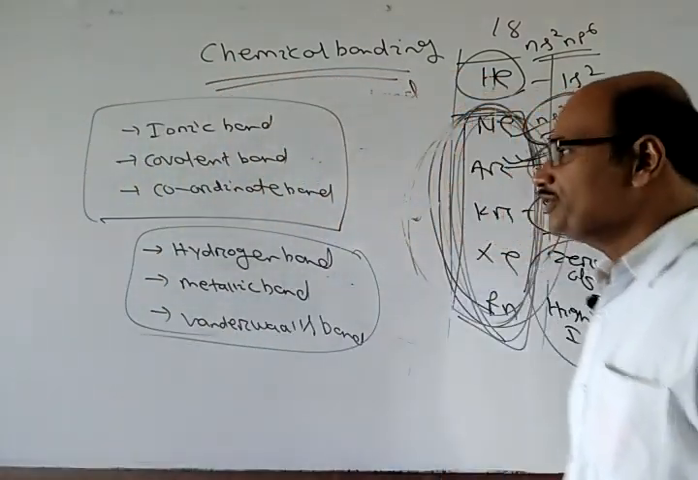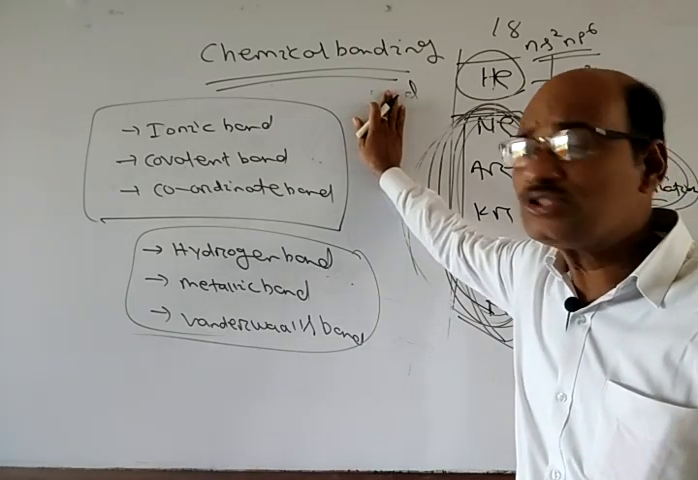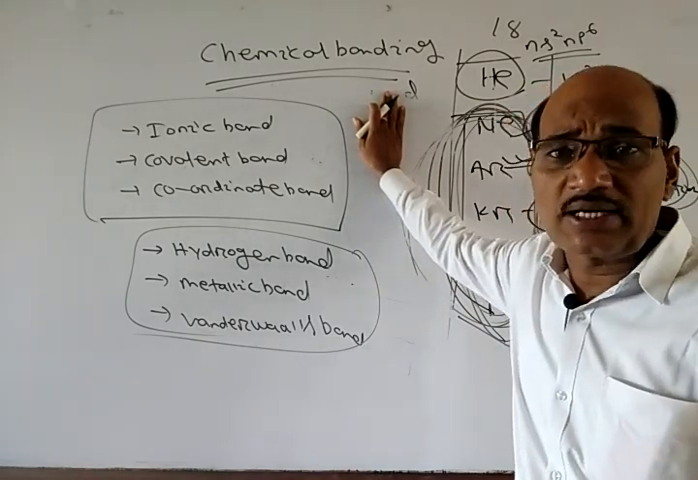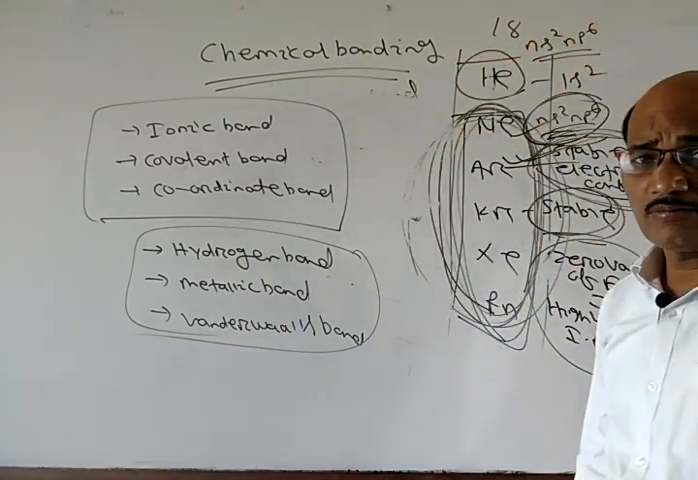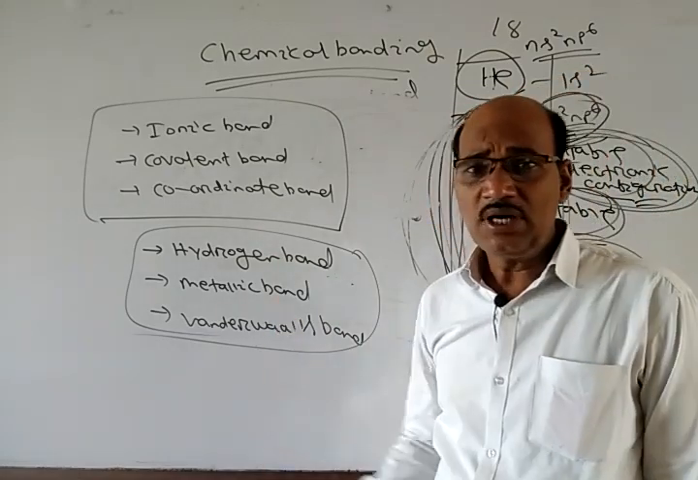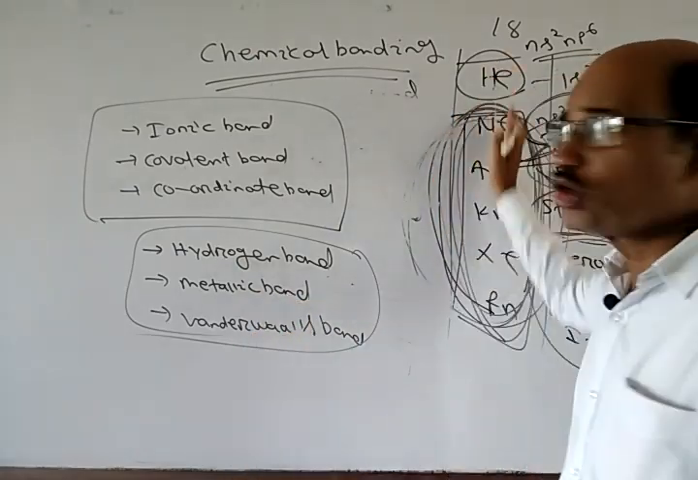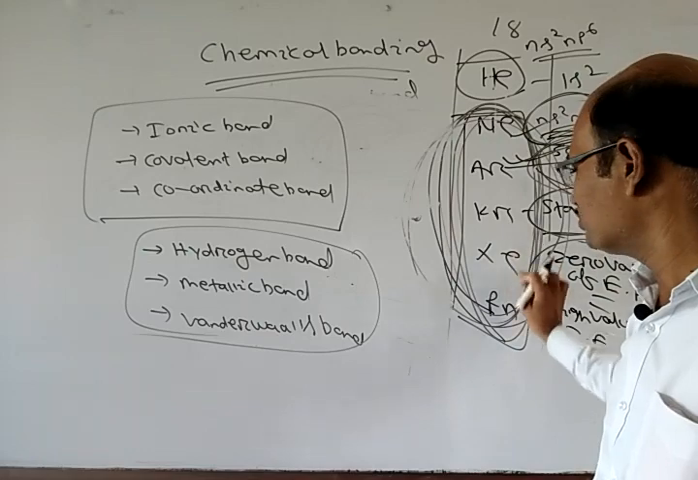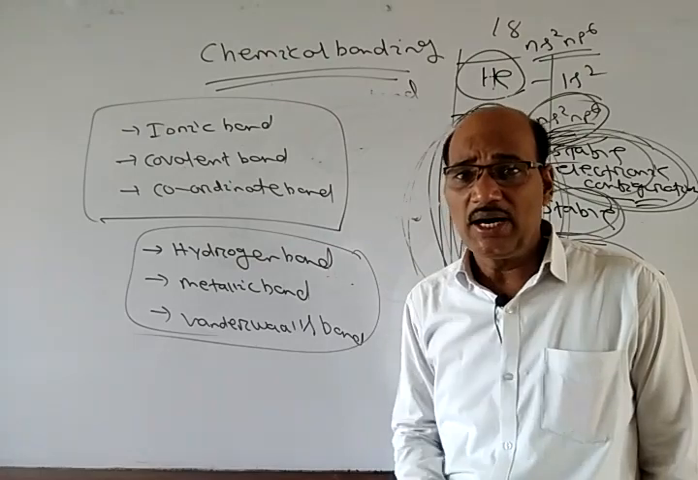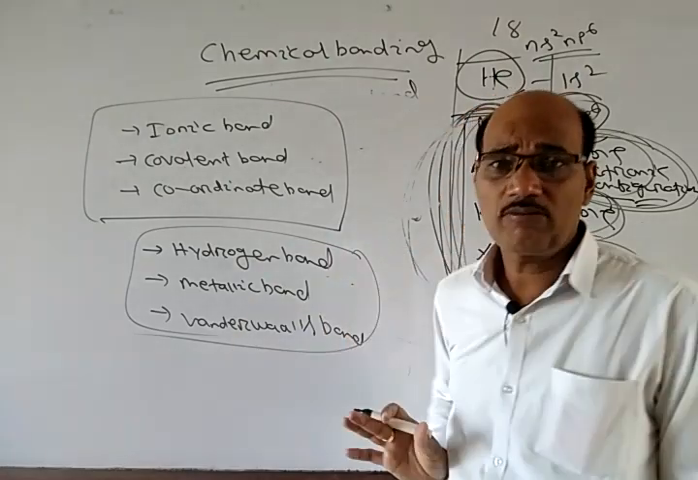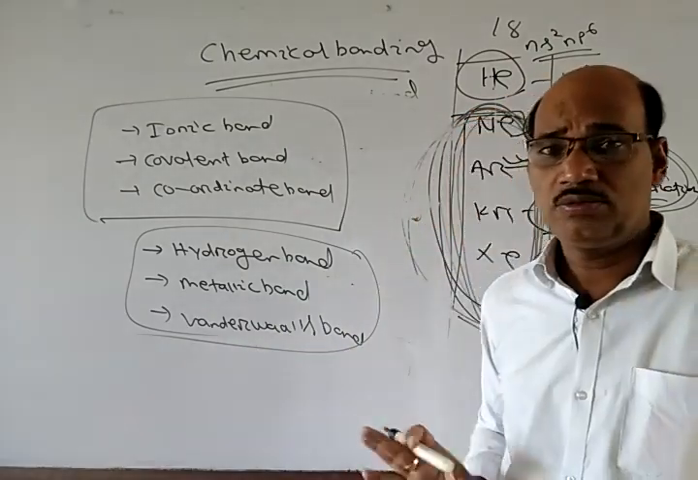See, the purpose of the chemical bond, chemical combination, is to acquire the stable configuration of the nearest noble gas: helium, neon, argon, krypton, and xenon. All the atoms are trying to have a stable electronic configuration of the nearest noble gas. For this purpose, either they are giving electrons, or they are taking electrons, or they are sharing electrons with other atoms.